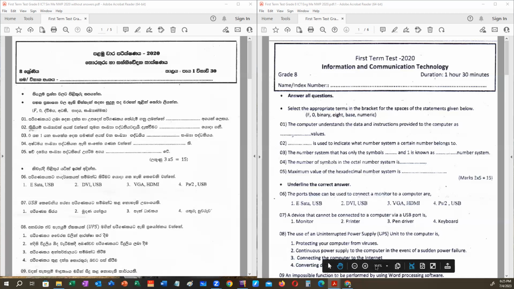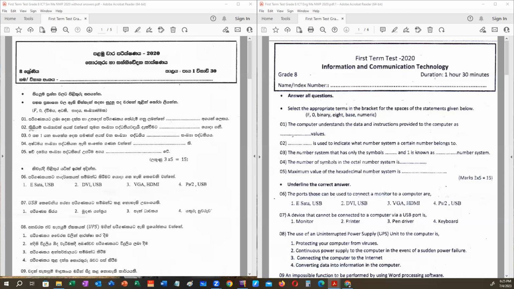Right, the fourth one: the number of symbols in the octal number system is? 8. Yes, there are 8 numbers in the octal number system, that's why we call that number system octal. Right, let's move to the last one of that.